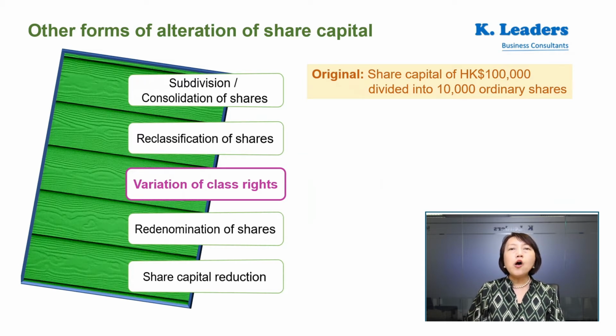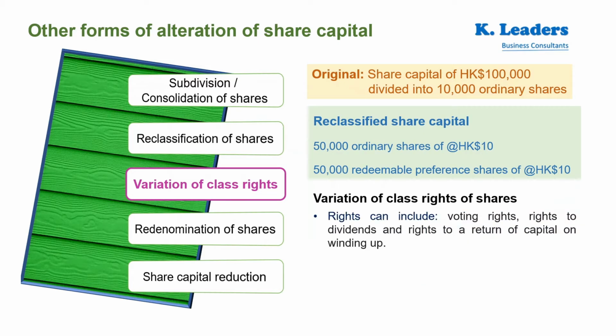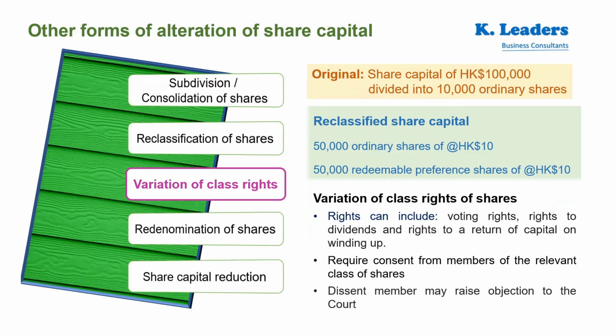Variation of class rights is normally attached to a reclassification of shares. In the example, we create a new class of redeemable preference shares, and the class rights will be different from that of ordinary shares. So what are the class rights? These rights would include different voting rights, different rights to dividends, and rights to a return of capital upon winding up. Remember that members of that class of shares must give consent to the variation before you can go ahead. And any dissenting member may raise an objection to the court if they are not happy with the variation of rights.